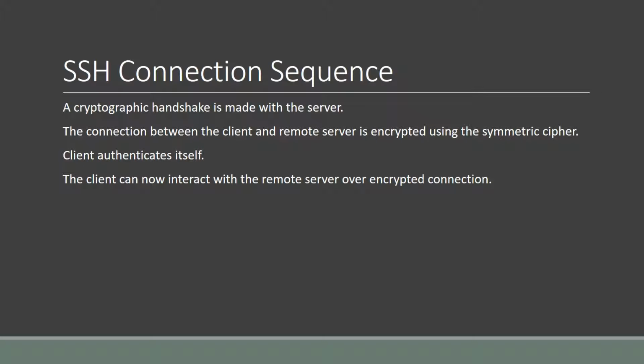The SSH connection sequence: the first step is a handshake, a cryptographic handshake made with the server, which is encrypted. The connection between the client and the remote server is then encrypted using a symmetric cipher, and the client will then authenticate itself after the first and second processes. The last step is where the client and the server can now interact freely over the encrypted connection.